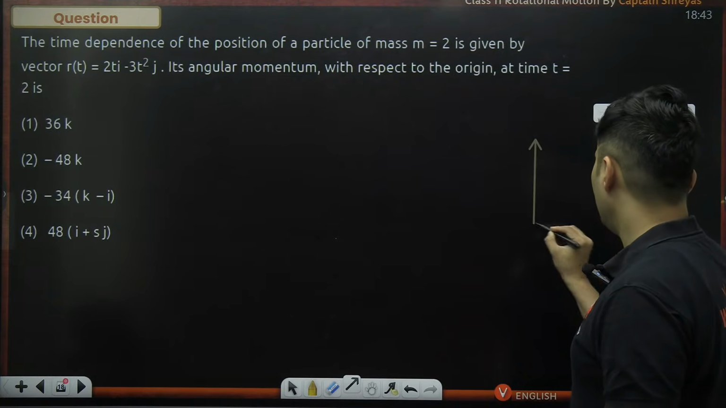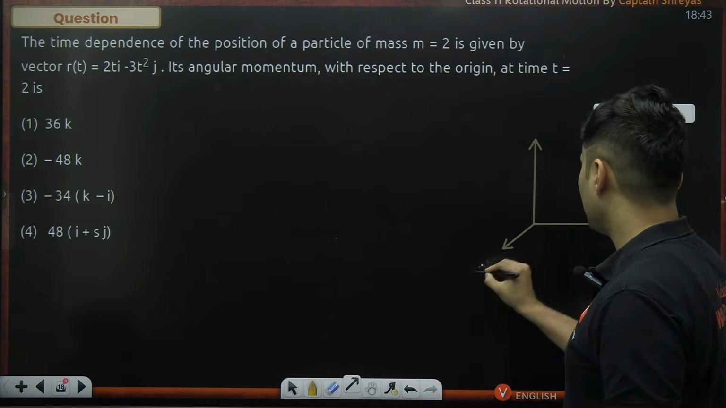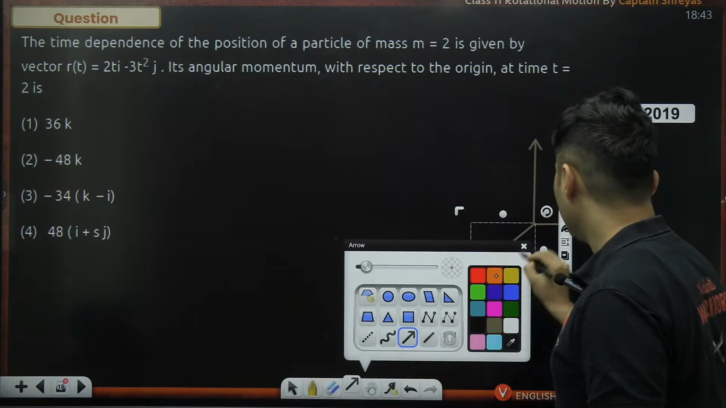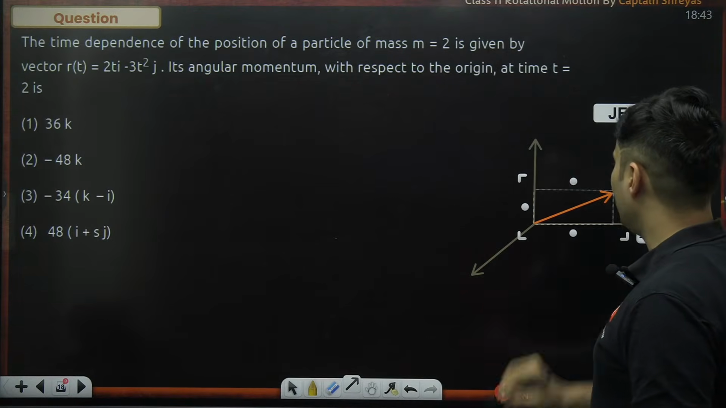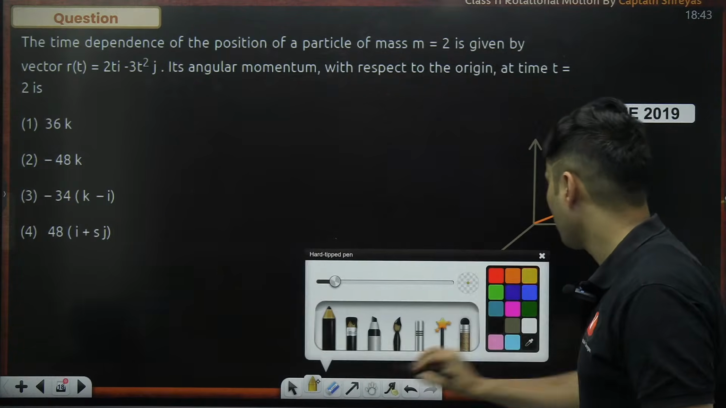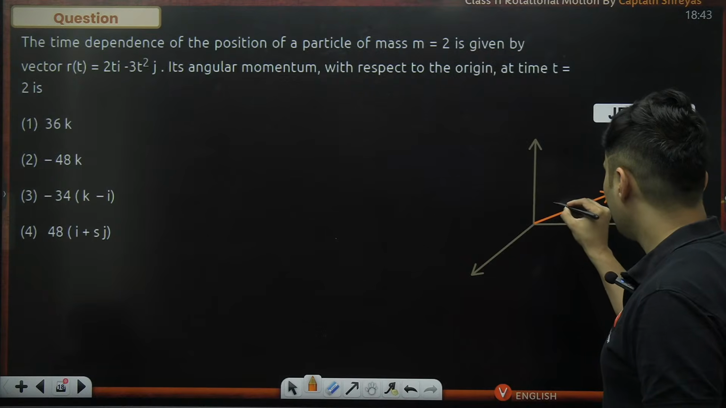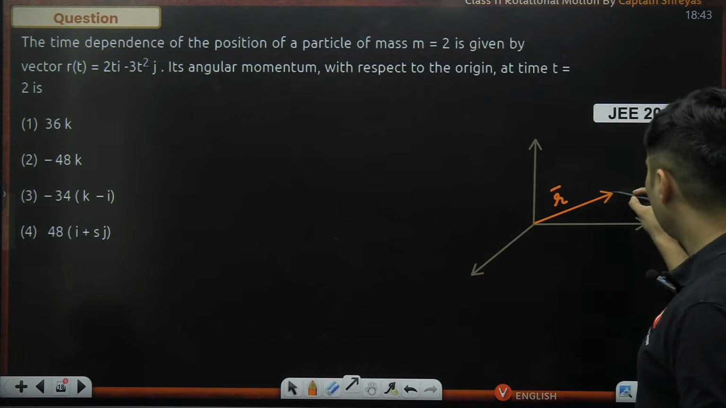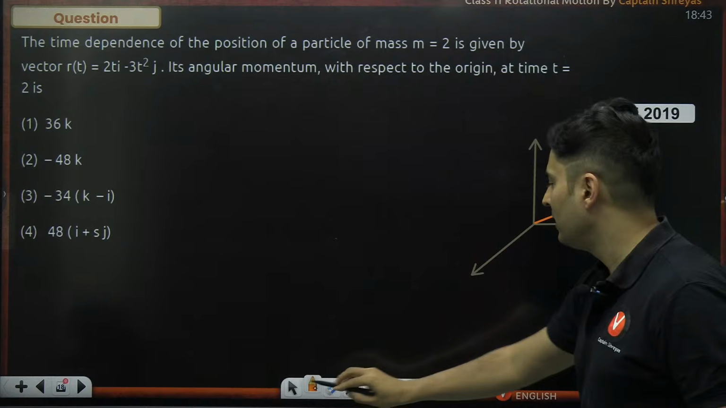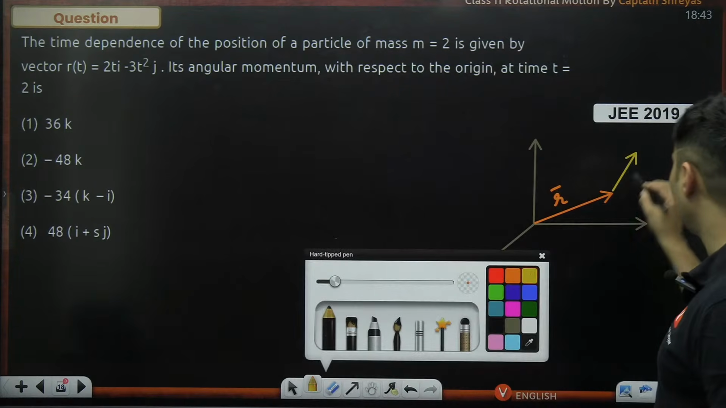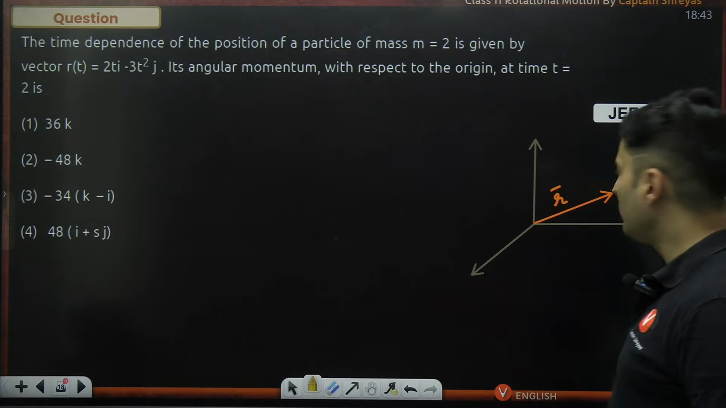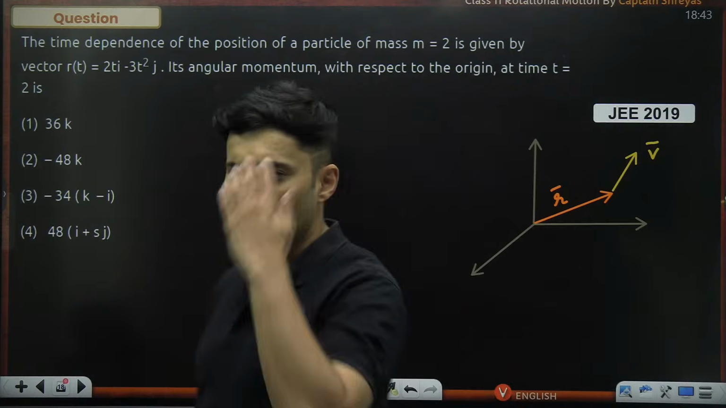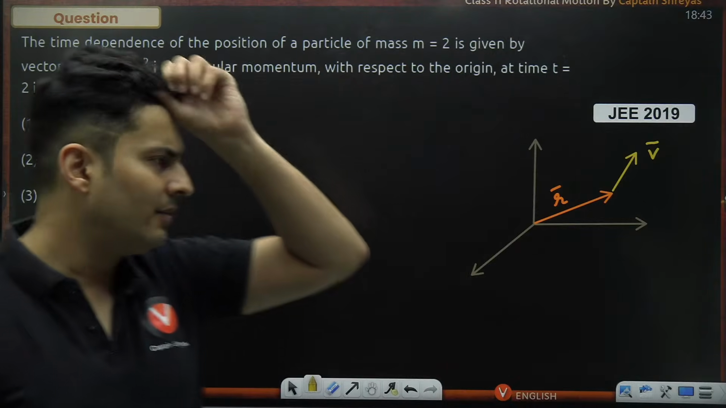is maybe your XYZ axis. There will be some random position vector somewhere. This is your position vector. And maybe there will be some velocity vector, God knows which direction it will be in. It's not given at all as of now. And you have to do r cross v to get the angular momentum. But how do I find velocity?